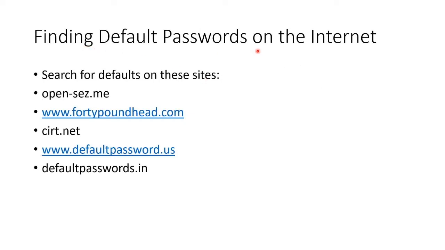Now, of course, we know, especially if you've ever dealt with small office, home office routers like Linksys and TrendNet and D-Link and those kinds of things, we know that most devices have default passwords. Not necessarily operating systems, I mean, not like Windows, but most devices have default passwords, and you can find them on the internet. And there are many sites that you can search: 40poundhead.com, cert.net, opentextsays.me, defaultpasswords.in, defaultpassword.us. I mean, this is just a few.